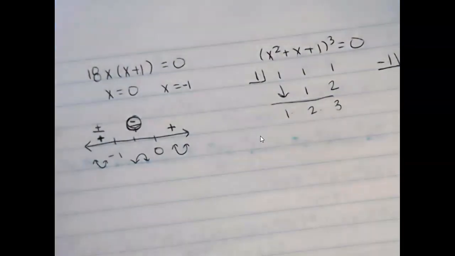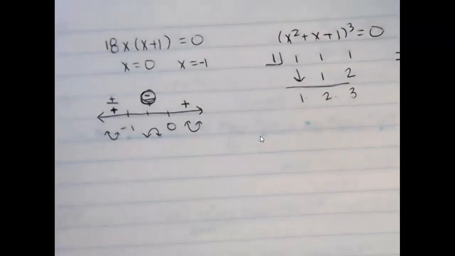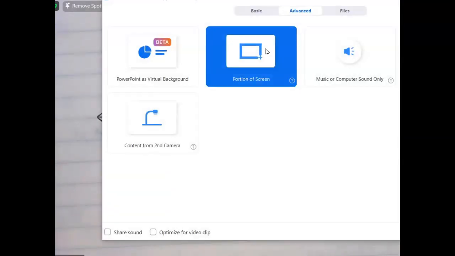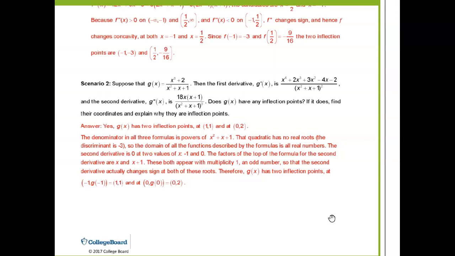So we can see that I have a concave up, concave down, concave up, therefore making -1 and 0 both points of inflection. So that's how they got this. There's definitely a typo in College Board. That should be a -1. They have it correct down here. I'm not sure where they lost it on their answers.